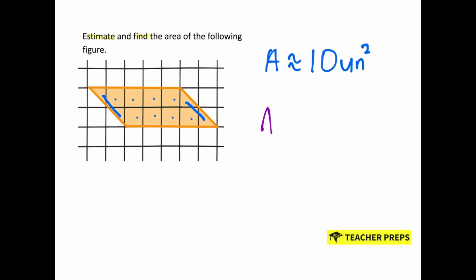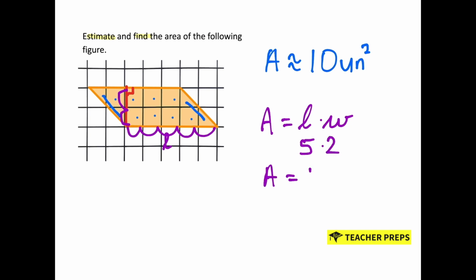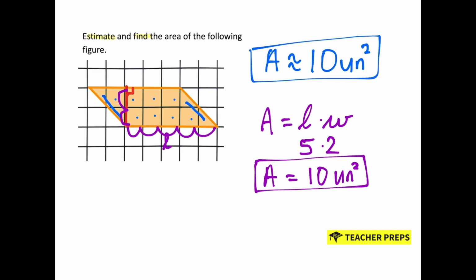Now let's find our actual. To find the actual, we need to take length times width. We know our length is along the bottom, and that's going to be equal to 1, 2, 3, 4, 5 units. Since our length and width have to make a right angle, we can make a right angle by going straight up from the length to the other side that is parallel. That red line is our width, and it's 1, 2 units long. So our area is going to be 5 times 2, or 10. So our actual area is 10 units squared. This matched our estimation of 10 units squared.